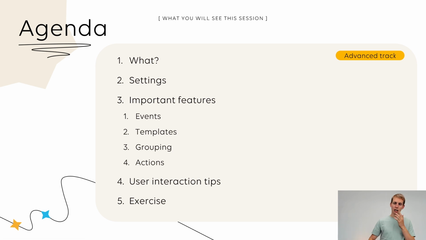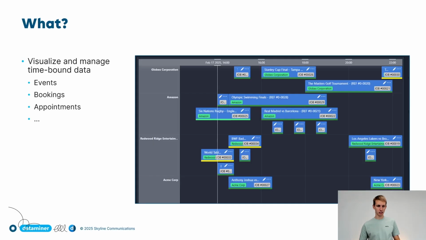So we're first going to look at what the component is, so what we want to visualize, how it works. We're going to look at some settings, and then we're going to get into the features. So we're going to talk about events, about different templates that we can apply, about the grouping and actions. So all of these are configurable on that timeline component. And then we're going to look into the user interaction tips and go into some exercises.